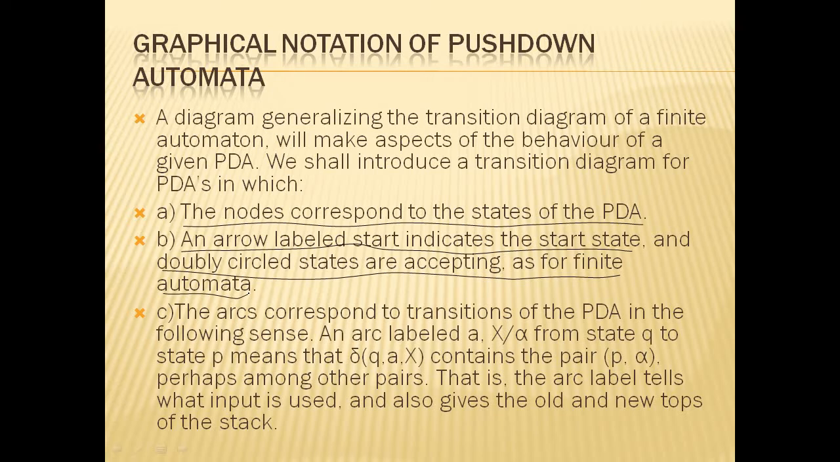The arcs correspond to transitions of the PDA in the following sense: an arc labeled a, X/alpha from state q to state p means that delta of q comma a comma X contains the pair p comma alpha, perhaps among other pairs. That is, the arc label tells what input is used and also gives the old and new tops of the stack. So p is the next state we are moving to, a is the input symbol, and X is the top of the stack symbol. What is the stack symbol we contain?